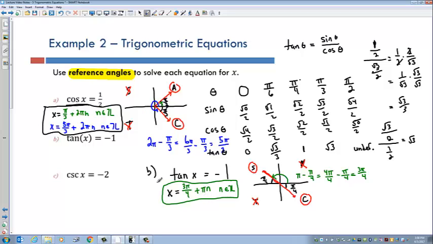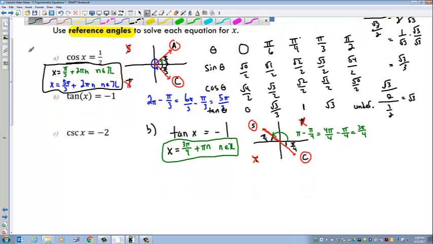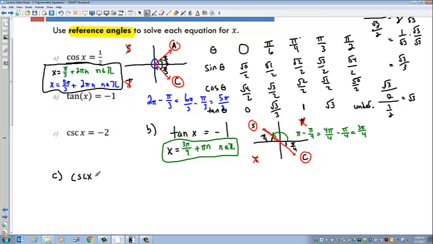Okay, let's do the last one. And so on the last one, kind of bring everything together here. What do we have? Let's just write it right here. I'll just copy it down. So you have the cosecant of x is equal to negative 2.